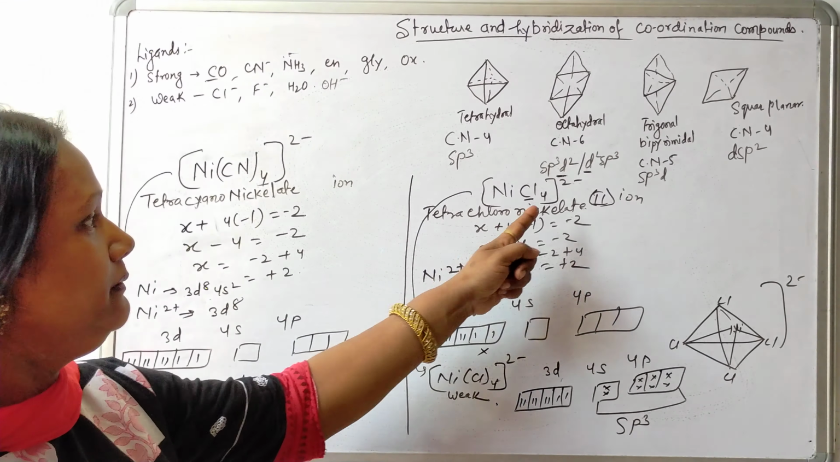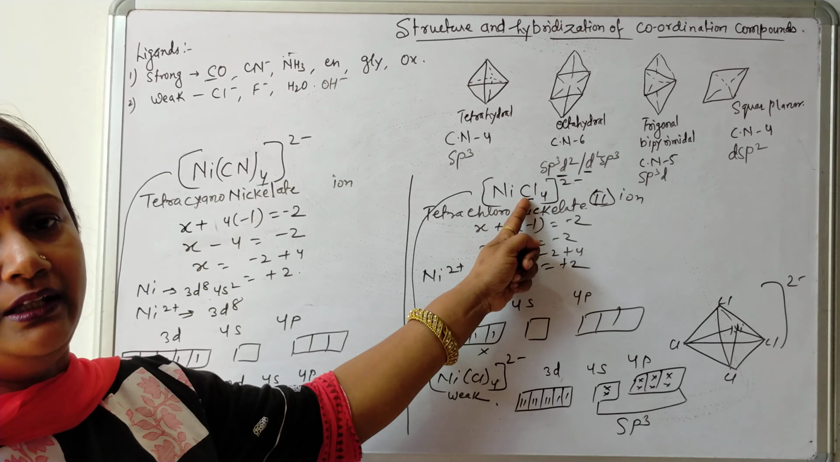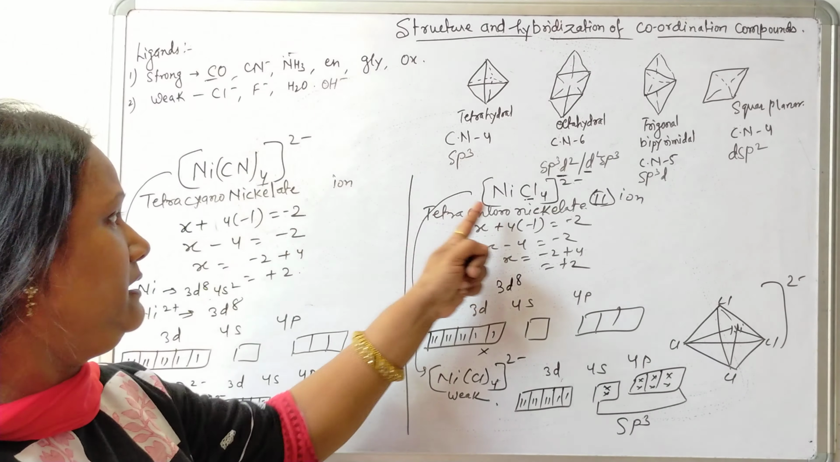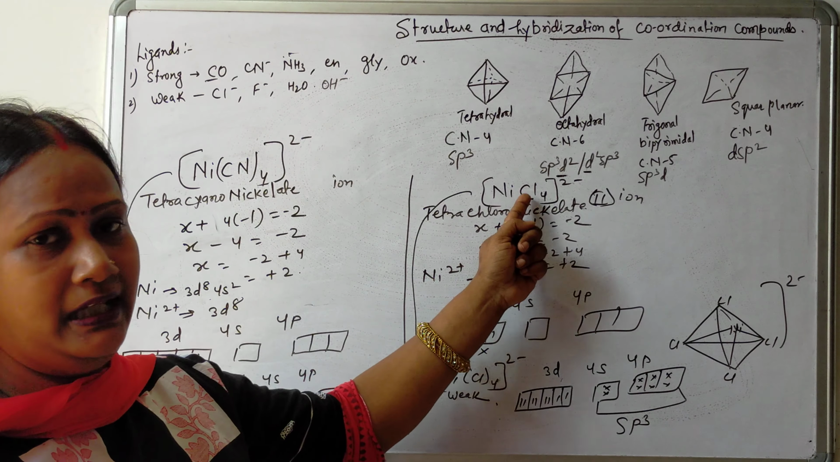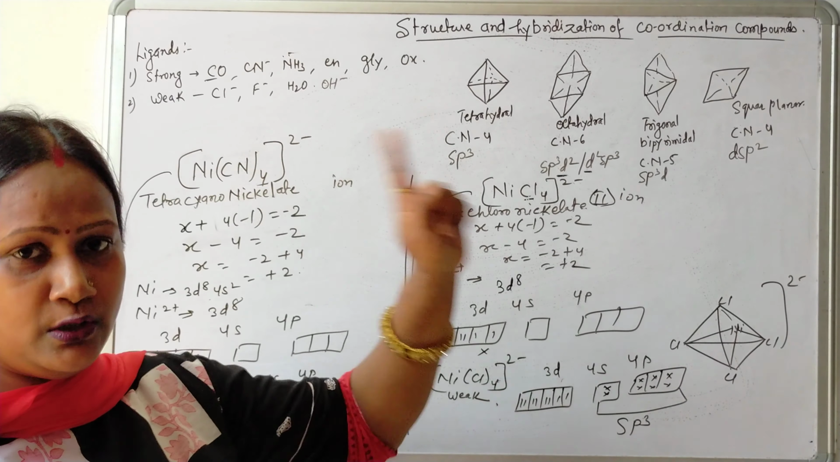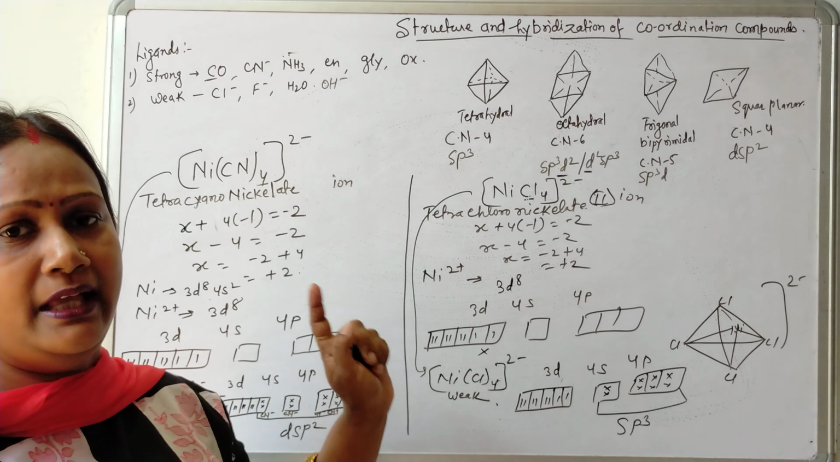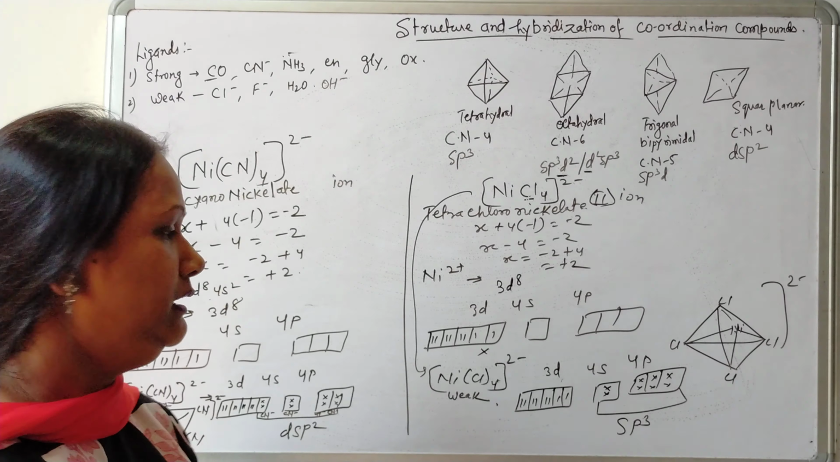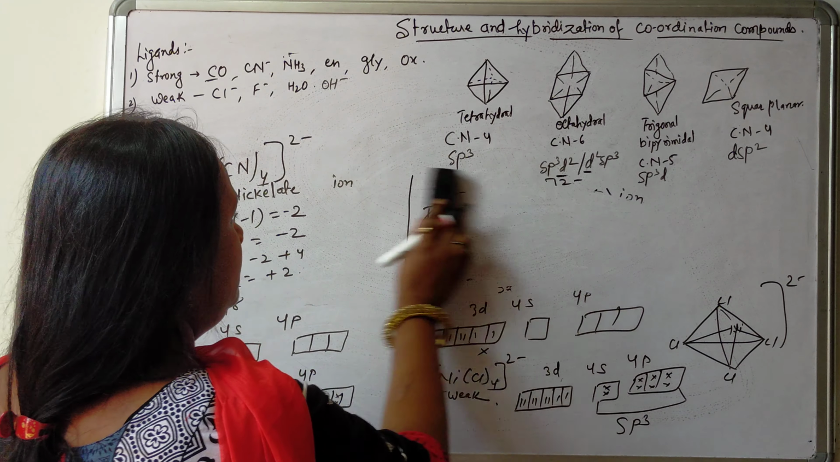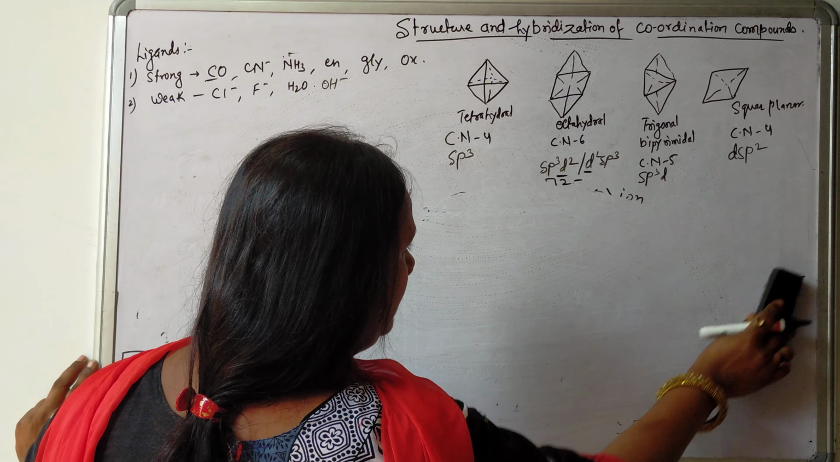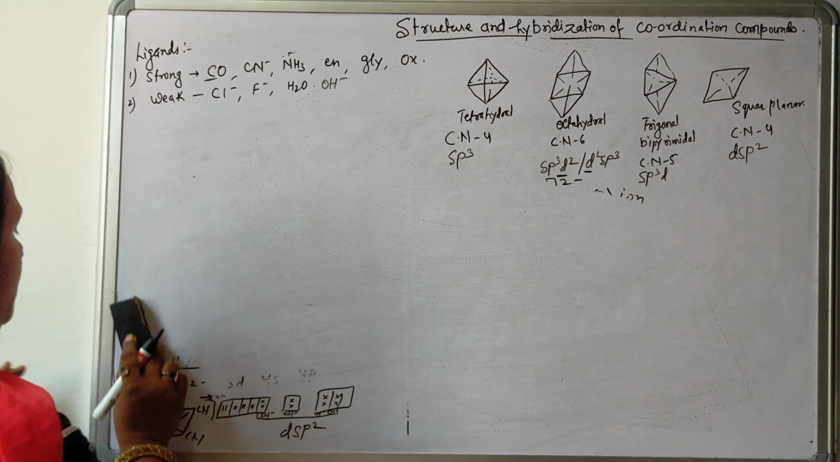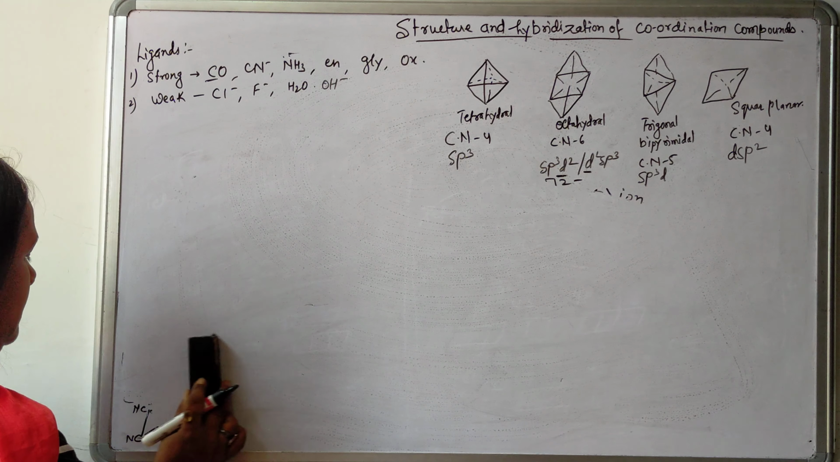This is the coordination number 4 because we are using 4 ligands here. This is the strong ligand, this is the weak ligand, and Ni(CO)4 was also a strong ligand, so its hybridization was different. So now next, the coordination number 6. The complex compound which has the coordination number what? 6.